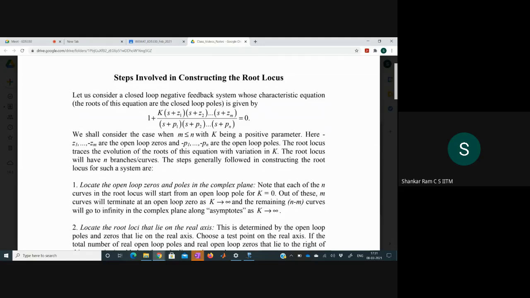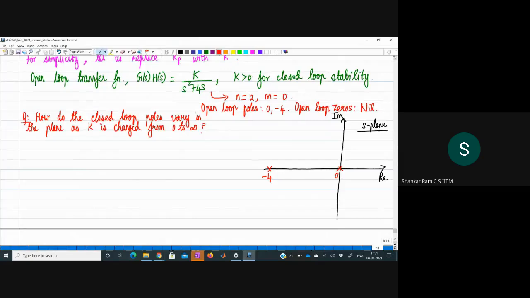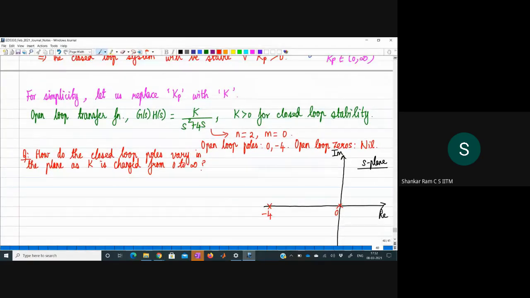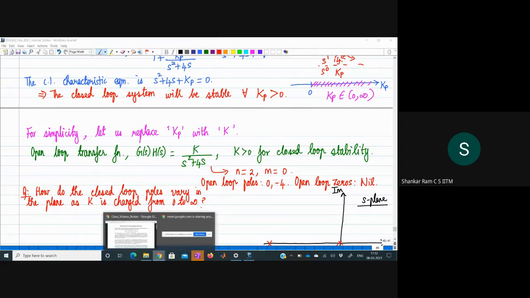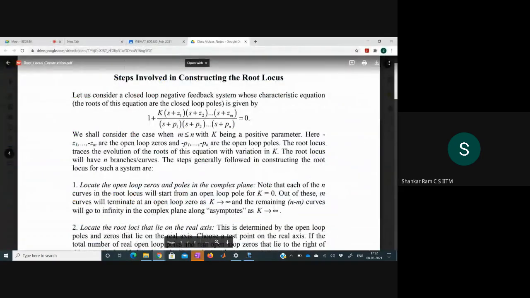And the root locus will have n branches or curves. Why? Because please note that the closed loop system will have n poles. Kindly remember that. If you have a second order open loop system, the closed loop system is also of order 2. We would have realized this here. Our open loop transfer function is of order 2. You look at the closed loop characteristic equation, that is also of order 2. So we are going to have as many closed loop poles as open loop poles. So consequently, the root locus will have n branches, or curves.